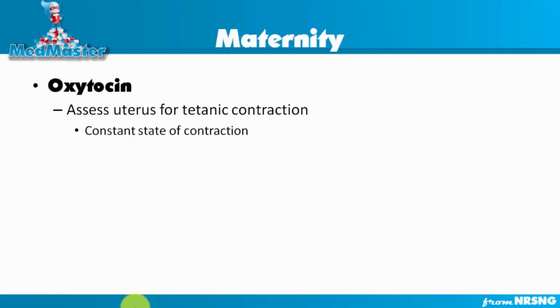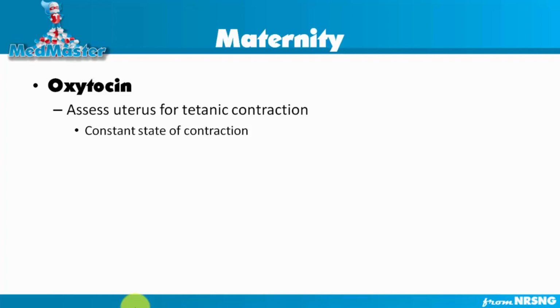Maternity drugs. One maternity drug you have to know is oxytocin. One big thing to keep in mind with oxytocin is that the purpose of oxytocin is to help the uterus contract. Okay, we're trying to create this contraction in the uterus to help push the baby out. Now that's going to cause a whole lot of things we need to watch with our baby, but also you need to assess the uterus for tetanic contraction. What that is, is that it can create this constant state of contraction where the muscle doesn't relax.